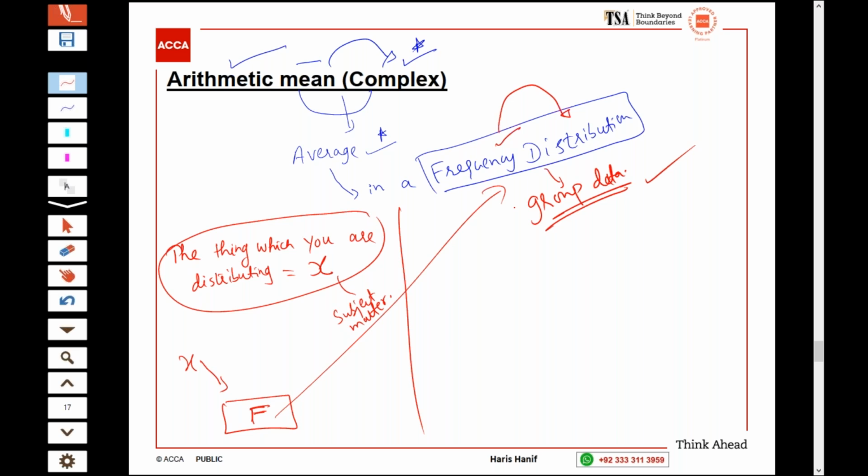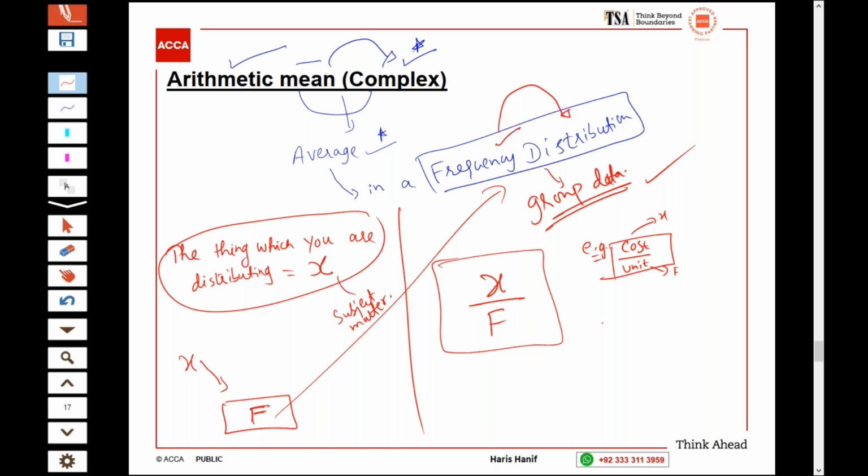So something which you are distributing, the main subject matter, will be shown as X, and X is distributed over F. X upon F. For example, cost per unit. So cost is X, units is F.